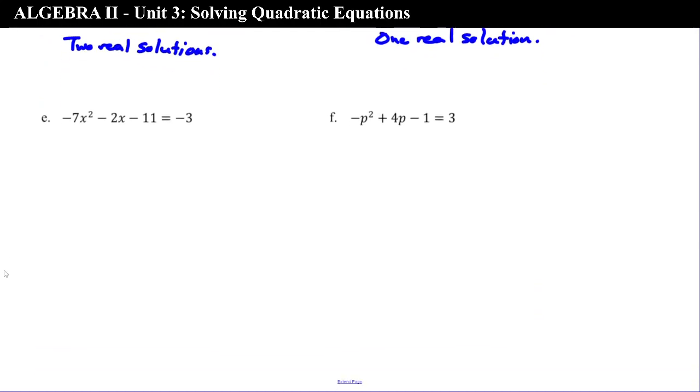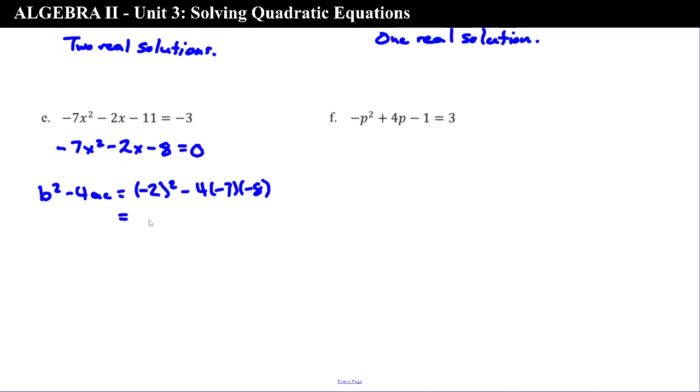All right, let's go on to the next example. We have negative 7x squared minus 2x. We've got to add the 3 to the negative 11, which gives us minus 8 equals 0. And then we just go to our discriminant. B squared minus 4ac equals, our b squared is negative 2 squared. Our 4ac is 4 times negative 7 times negative 8. And if you do that math, you end up with negative 220. So since it's negative, we have two imaginary solutions.